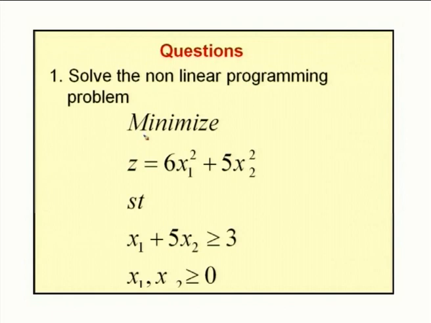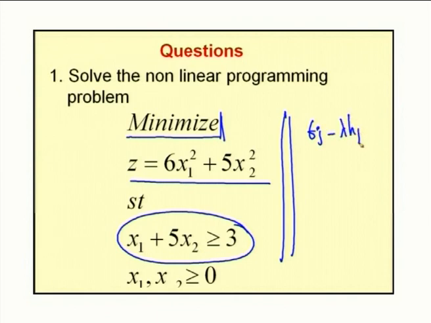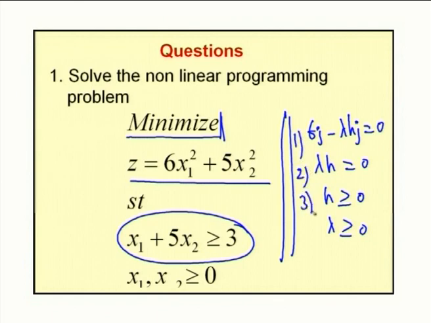The question is, solve the nonlinear programming problem: minimize z equal to 6x1 squared plus 5x2 squared subject to the constraints x1 plus 5x2 greater than or equal to 3, x1, x2 greater than or equal to 0. So, the given function is minimum z with respect to the constraint h greater than or equal to 0. For this problem the corresponding Kuhn-Tucker condition is f_j minus lambda h_j equal to 0, lambda h equal to 0, h greater than or equal to 0, lambda greater than or equal to 0. With the help of the Kuhn-Tucker condition, we can obtain the solution for this nonlinear programming problem.